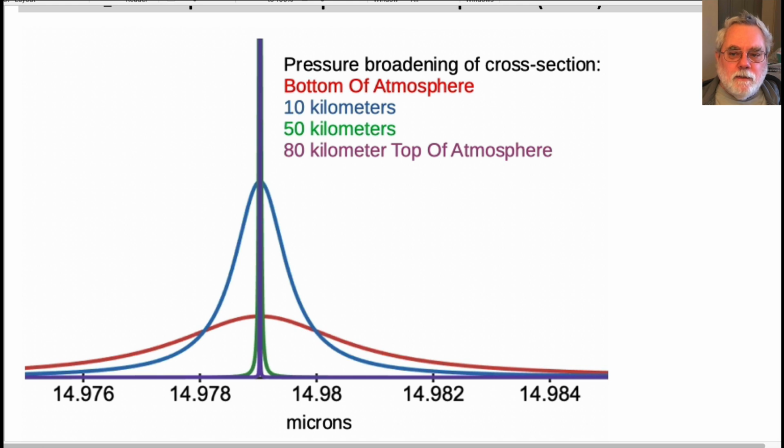For our purposes, the most important aspect is that a very narrow, tall spike at the top of the atmosphere gets broadened and shortened with increasing pressure at lower altitudes. So the purple curve here is the top of atmosphere. The green curve is at 50 kilometers. The blue curve is at 10 kilometers, and the red curve is at the bottom of the atmosphere. This is what happens to a single spike.